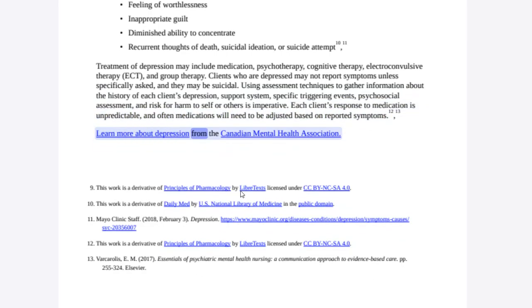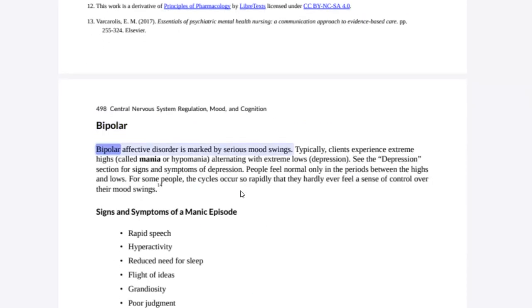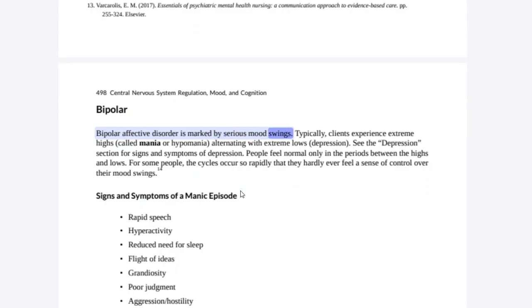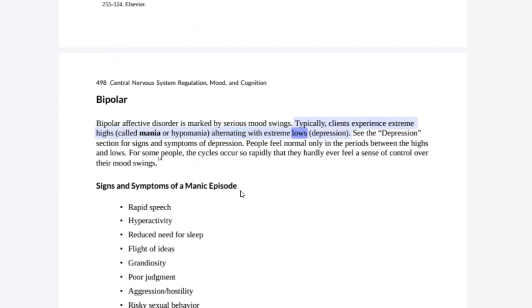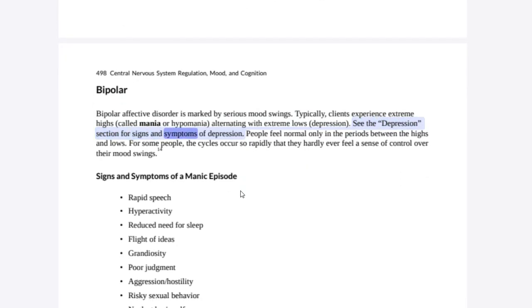Learn more about depression from the Canadian Mental Health Association. Bipolar affective disorder is marked by serious mood swings. Typically, clients experience extreme highs alternating with extreme lows. See the depression section for signs and symptoms of depression.